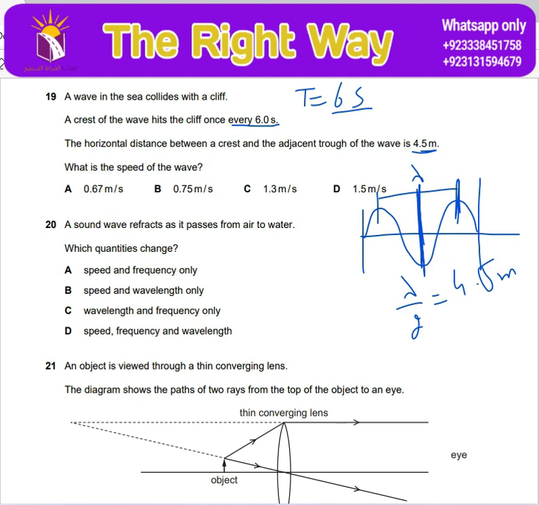Because from crest to crest is equal to one wave and from crest to adjacent trough is half wave. So lambda will be equal to 9 meter. We have to find the velocity. We know that velocity is equal to f lambda, and as we know that time period is the reciprocal of frequency, or frequency is the reciprocal of time. So V is equal to 1 over 6 multiplied by 9, which is equal to 1.5 meter per second.